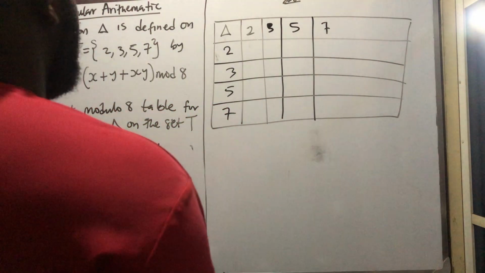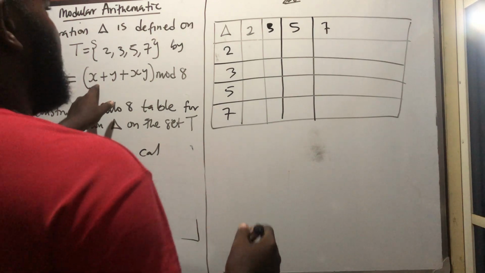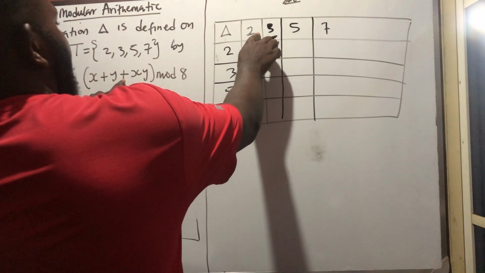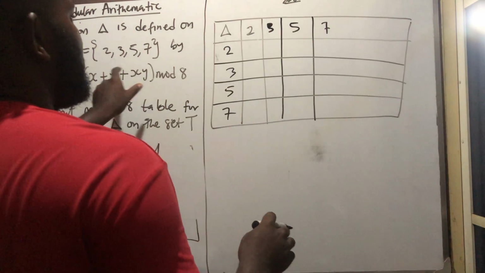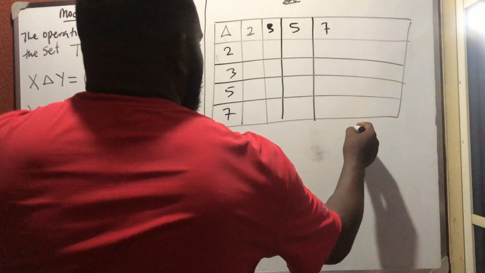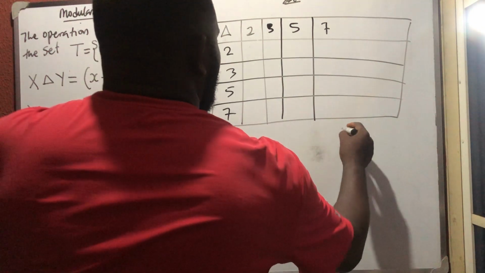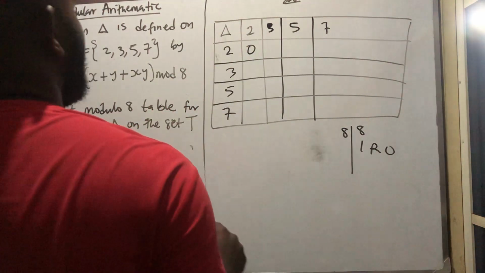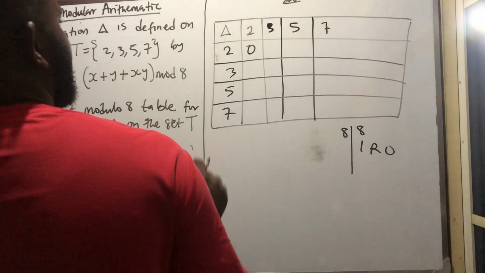Okay, now they gave us the formula to use: when 2 operates on 2, you have 2 plus 2, 4, plus 2 times 2, 4. So 4 plus 4, 8. I'm having 8, but I cannot write 8 since it is mod 8. So 8 mod 8 will give you 1 remainder 0. So here is 0. Do you understand what I'm doing now? So the next one is what?